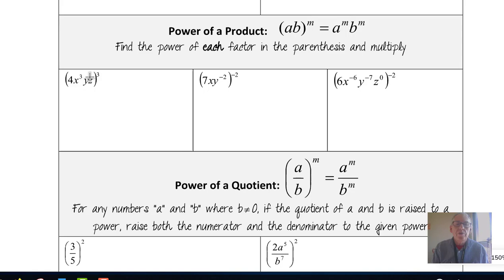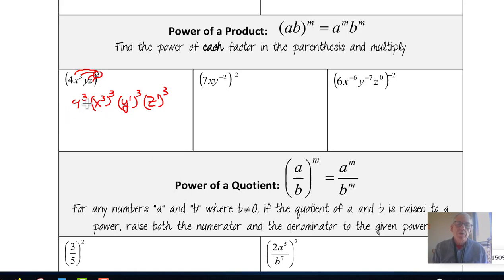So we have 4 to the 3rd. We have x to the 3rd to the 3rd. We have y to the 1st to the 3rd. And we have z to the 1st to the 3rd. So all I really did here was take this exponent of 3 and distribute it over everything inside the parentheses.